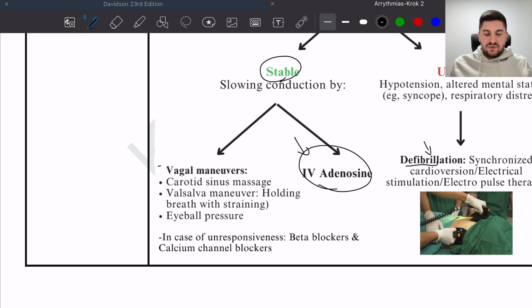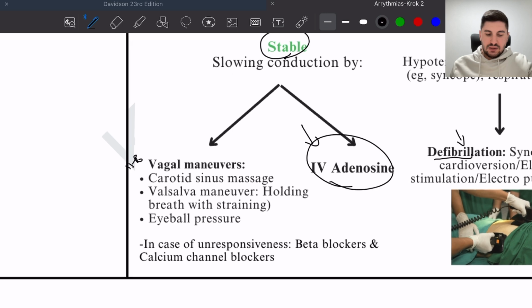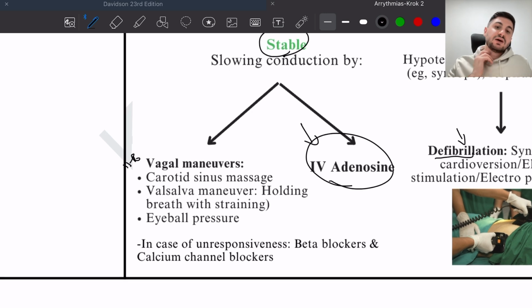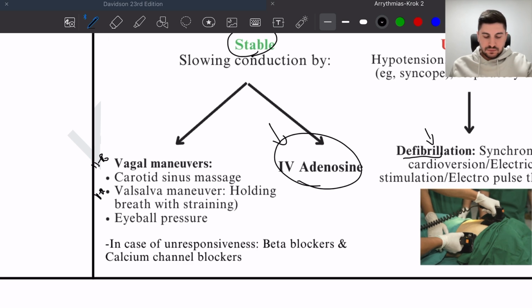Also, there are what are called vagal maneuvers. These are maneuvers that activate the vagus nerve, which, as you know, is part of the parasympathetic system and will slow down the heart. One of them is, for example, carotid sinus massage. It activates the vagus nerve. Valsalva maneuver, holding breath while straining, and eyeball pressure all activate the vagus nerve.